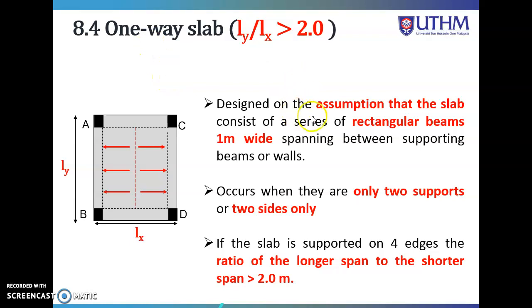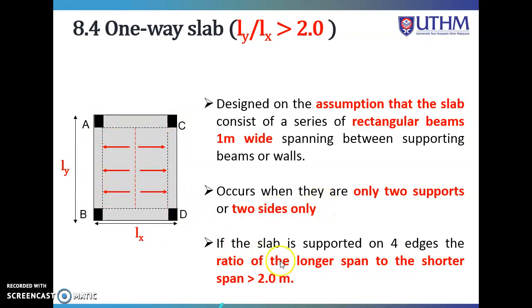The one-way slab ni is designed on the assumption of the slab consists of a series of rectangular beam 1 meter wide. Okay, 1 meter wide, spanning between supporting beam or wall. Okay, occur only when there are only two support or two-sided only. Maksudnya dia akan terjadi one-way slab bila hanya ada dua support ataupun dua side sahaja. Okay, maksudnya kat sini ada wall, kat sini ada beam. Okay, dia jadi one-way slab.